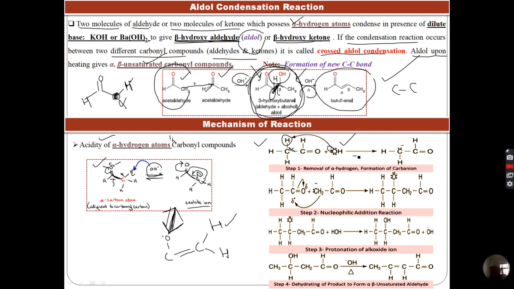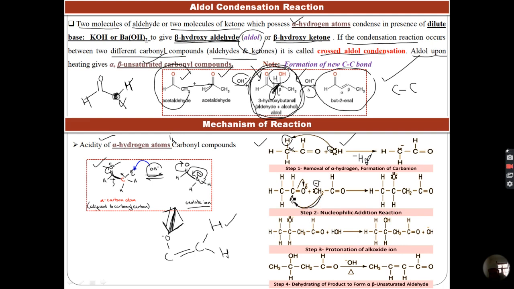So the result is that you will get minus water molecule. And what you get is this carbon with a negative charge. This is called the enolate anion or carbanion. So this is your step number 1: removal of a hydrogen atom from the alpha position with the base. Now the second step. This was our enolate anion which was generated in the first step. Now it attacks this carbon.